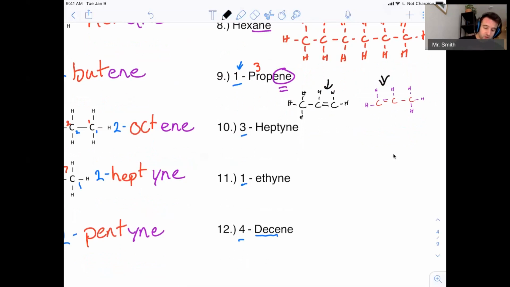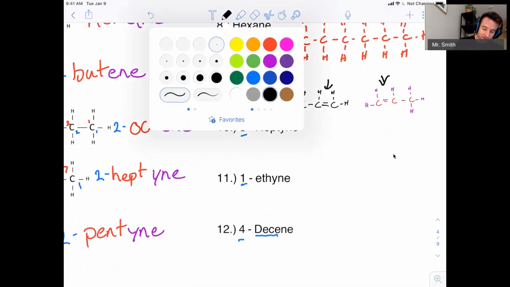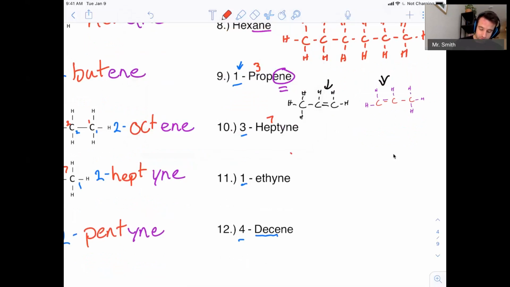Okay, number 10 is going to be a little bit of a struggle. So let's first start by putting in the 7 carbons. And then I have a triple bond because of the yne, and I've got that on my 3rd carbon. So first carbon, 2nd carbon, 3rd carbon, there it is. We'll put a triple bond there.